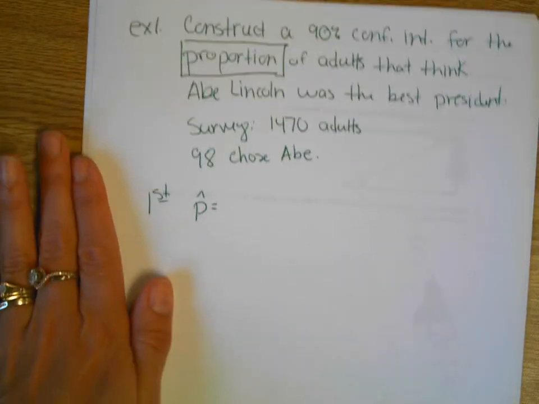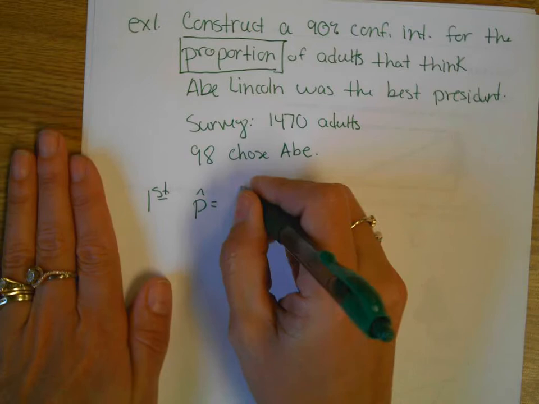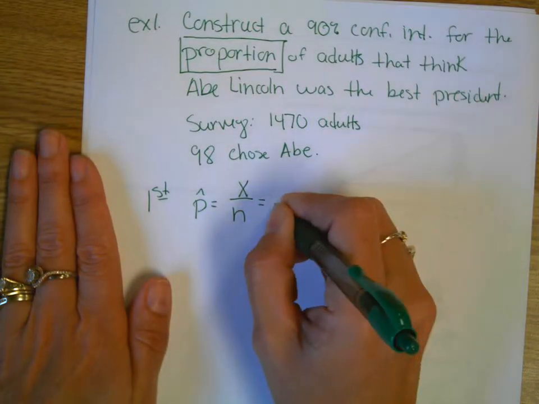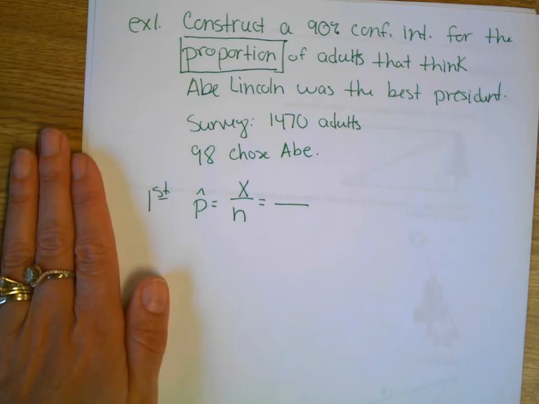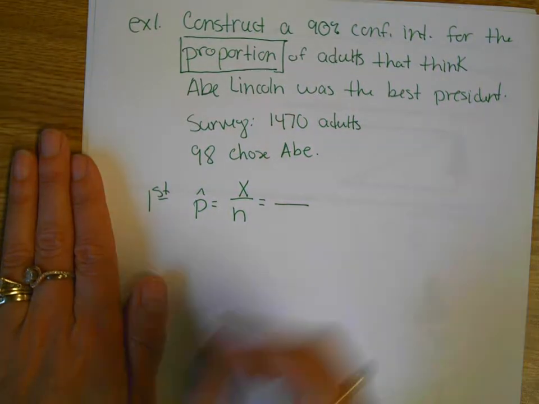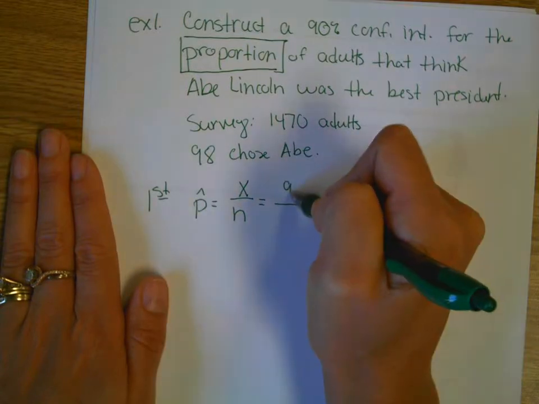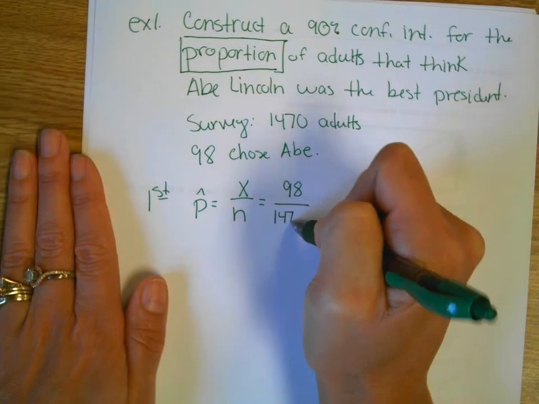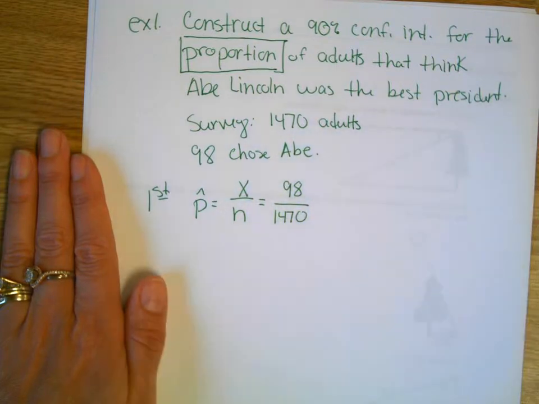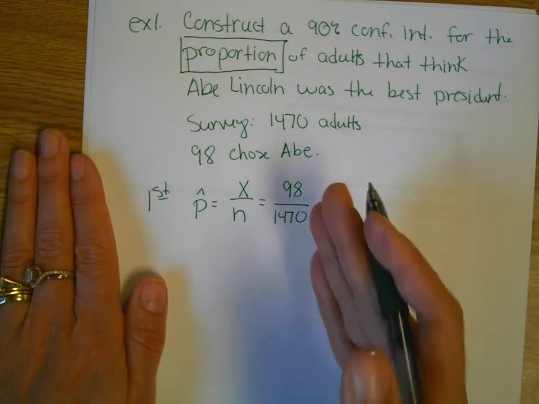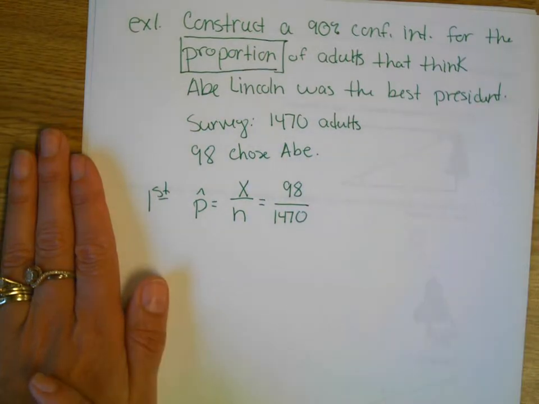So, how many successes did we have? The p hat is x over n. The 98, or just 98 people. They had 98 successes out of 1,470. You can go down to a decimal here, or leave it as a fraction. You're going to be more accurate if you leave it as a fraction, so we're going to leave it as a fraction.